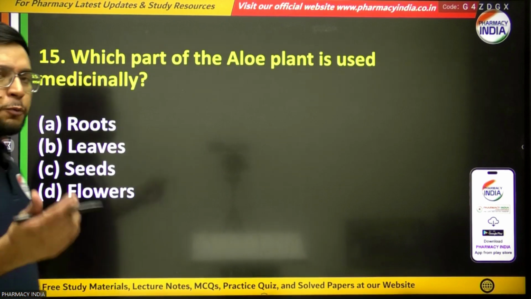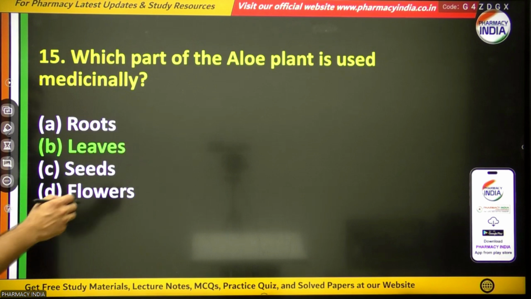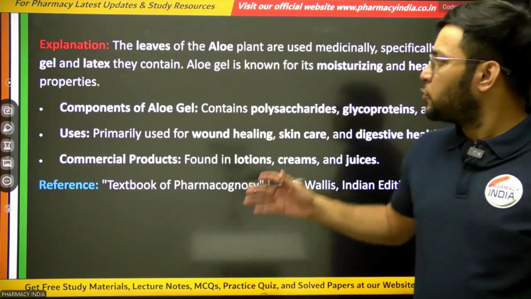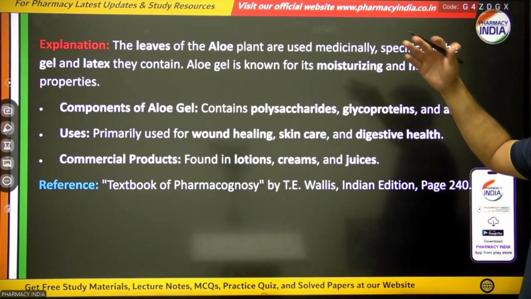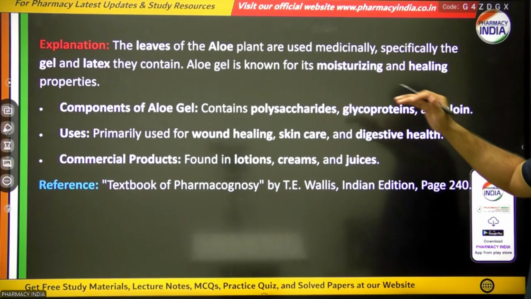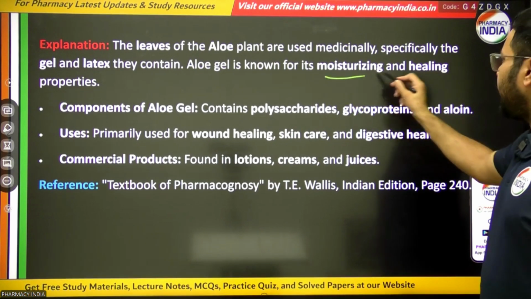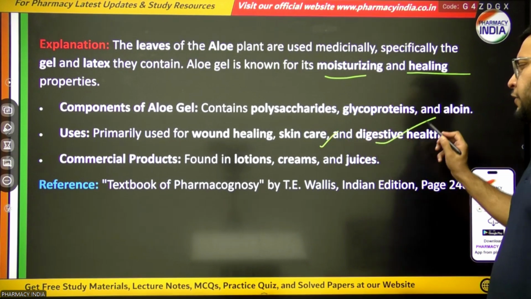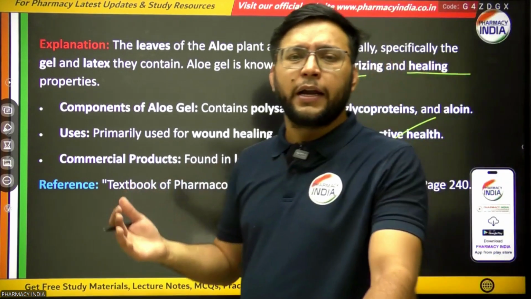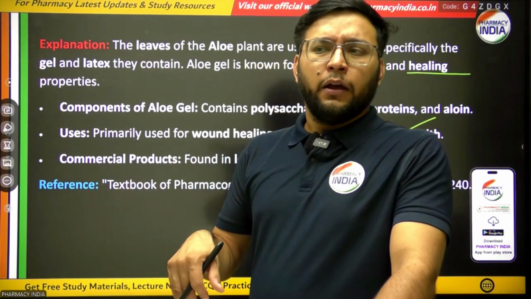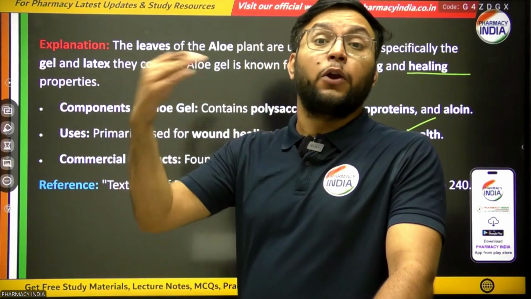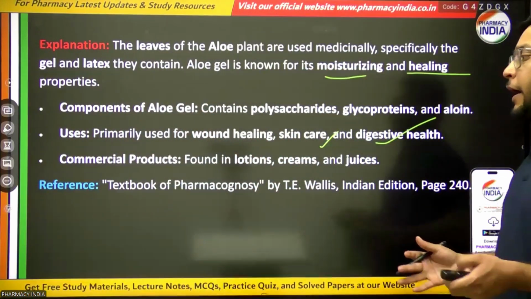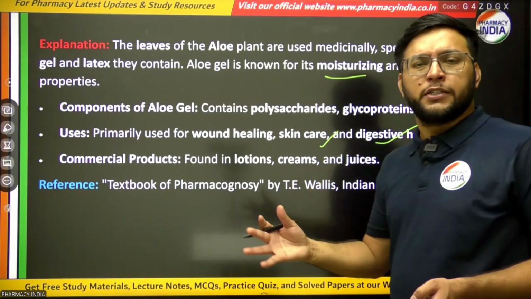Okay. Now coming on to the next question, which part of the aloe is used medicinally? Means which part? The aloe's leaves are used, aloe ki patti. Yes, aloe leaves. So aloe is obtained from mainly 4 species, and it is having moisturizing and healing properties. Okay. And the properties are wound healing, skin care and digestive health, and it is used in things like aloin, aloe juice, aloe face wash, aloe shampoo. So it is having a vast variety of properties. That's why it is used in formulations and medicines.